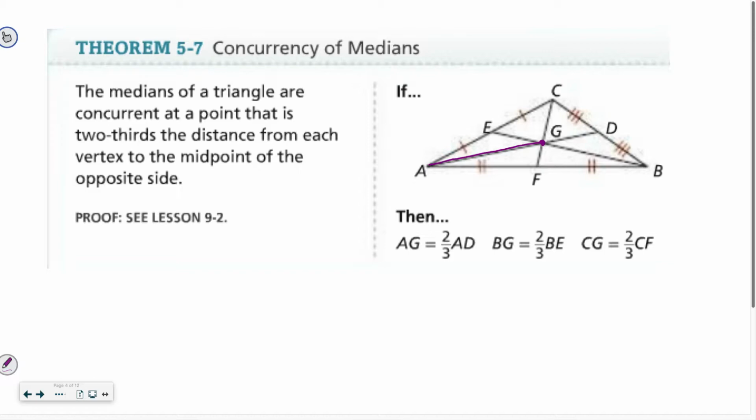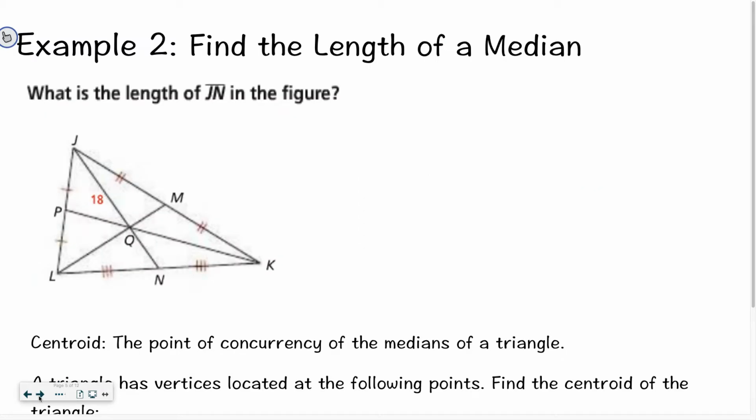So AG is 2/3 of the entire line going across the triangle, the entire median. Just like GB is 2/3 of that entire distance from E to B. Just like GC, again, you go from the centroid to the vertex, is 2/3 of the whole distance from C to F. You're going to use that to solve things. So I put a little note at the bottom of this saying the centroid is the point of concurrency of the medians of a triangle.